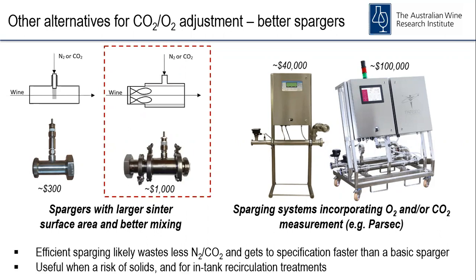And I think at times in the process, particularly earlier on when there's going to be more solids, they're maybe more applicable than a membrane contactor. For in-tank recirculation treatments, it's probably the way to go. I think what the membrane contactor systems can really excel at is those inline treatments where you're adjusting to a set level as you perform an operation, whether it be on the bottling line or maybe off the back of the cross flow filter.